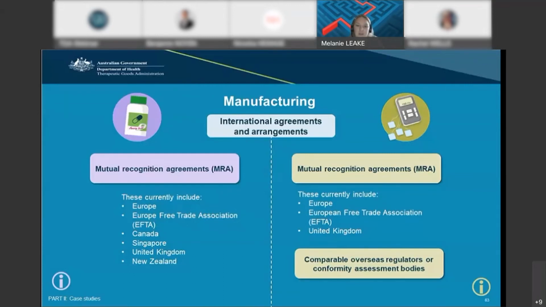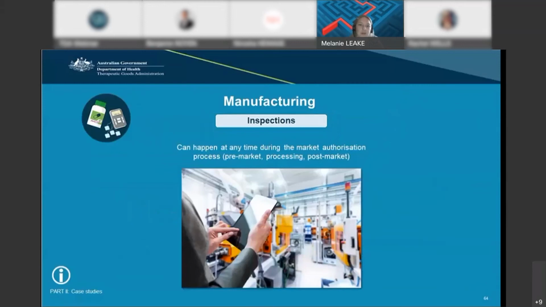So in essence, we accept manufacturing certification issued by us at TGA, and we also accept certification or other evidence of regulatory approval from some other countries. We regularly inspect manufacturers of therapeutic goods to ensure their compliance. Inspections can happen at any stage during the market authorisation process, and that can range from pre-market through to post-market.